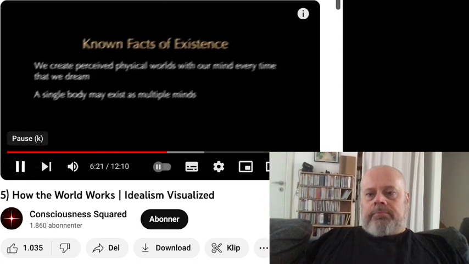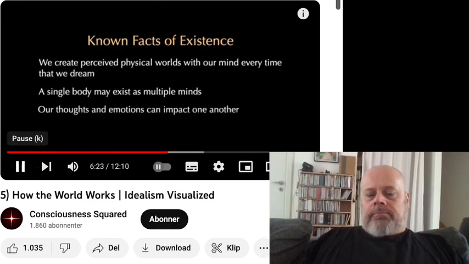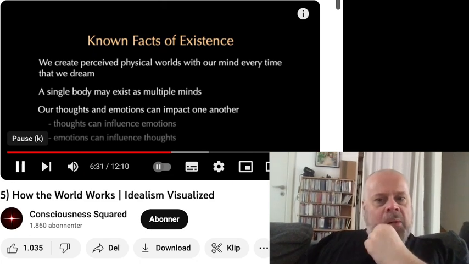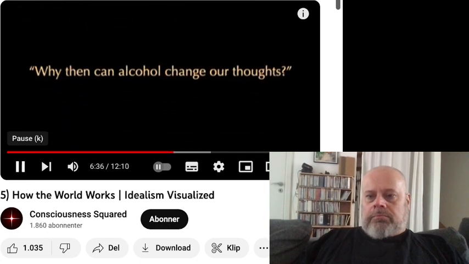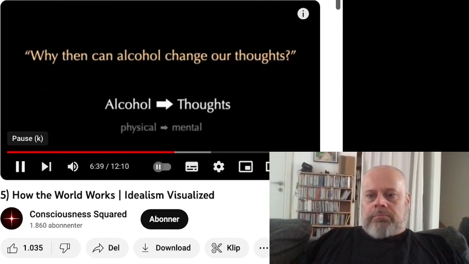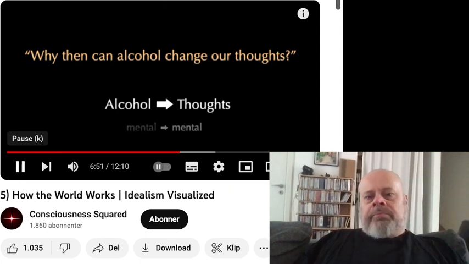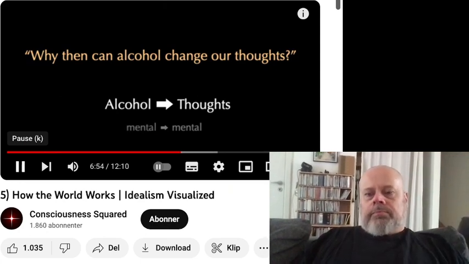Another known fact of the world is that our thoughts and emotions can impact one another. A negative thought can put us in a bad mood for the rest of the day, and anger can displace our thoughts. This is important because another misconception about idealism is a statement like, why then can alcohol change our thoughts? Implying that the physical impacts the mental. But this is a dualist argument that assumes belief in both as primitives. Idealism claims that the alcohol is also ontologically mental, like everything else. So when everything is mental, alcohol can, in fact, change our thoughts.